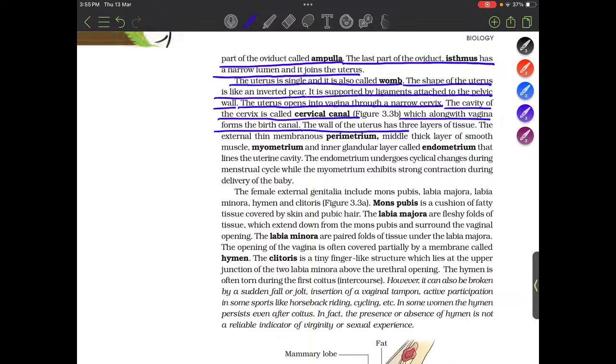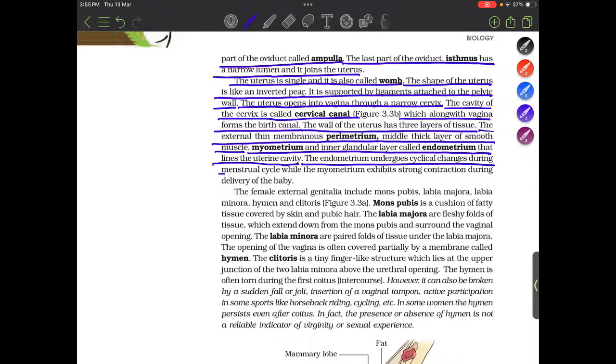The wall of the uterus has three layers of tissue: the external thin membranous perimetrium, the middle thick layer of smooth muscle, the myometrium, and the inner glandular layer called the endometrium that lines the uterine cavity. The endometrium undergoes cyclic changes during the menstrual cycle, while the myometrium exhibits strong contractions during delivery of the baby.